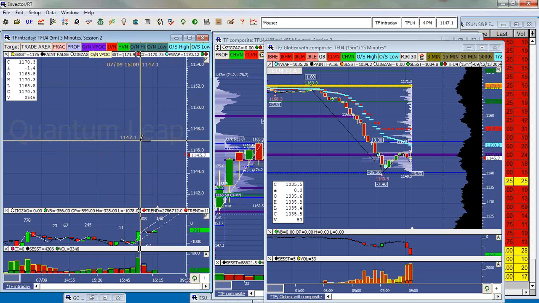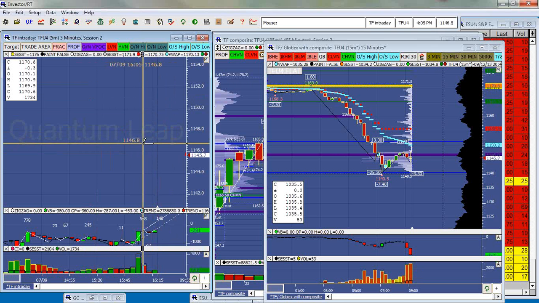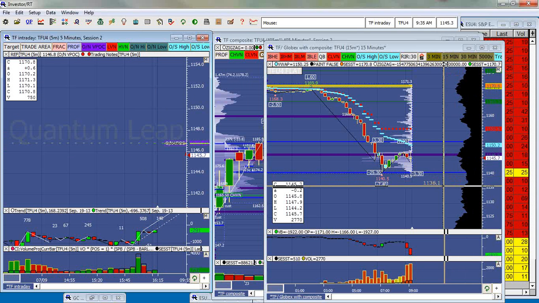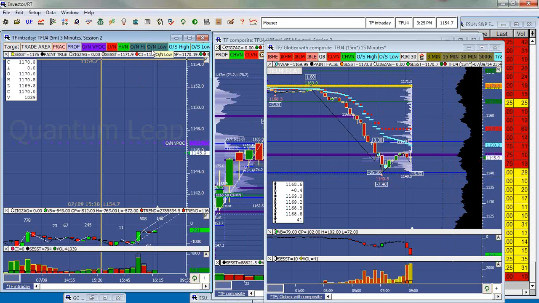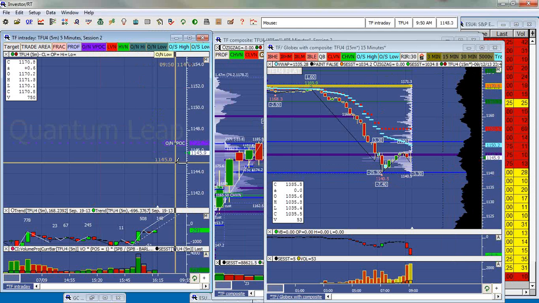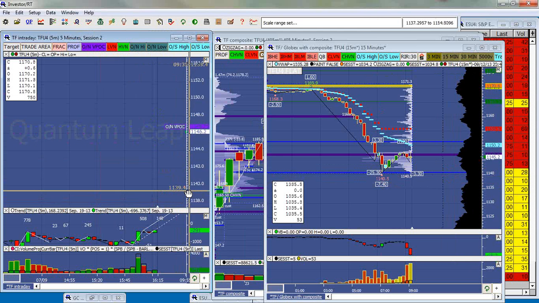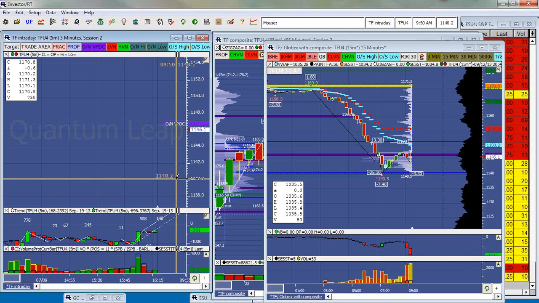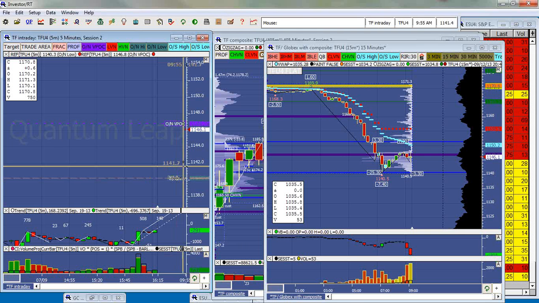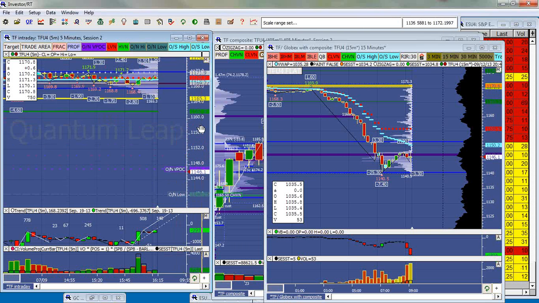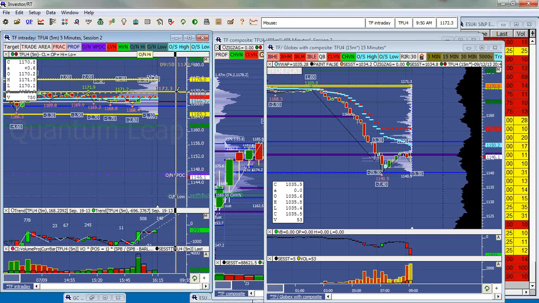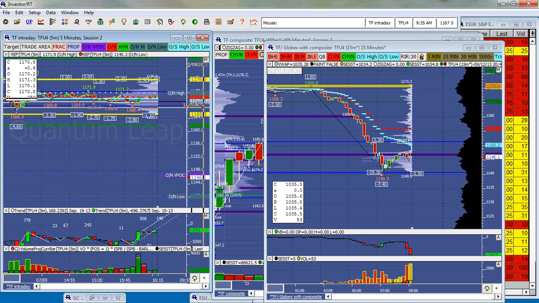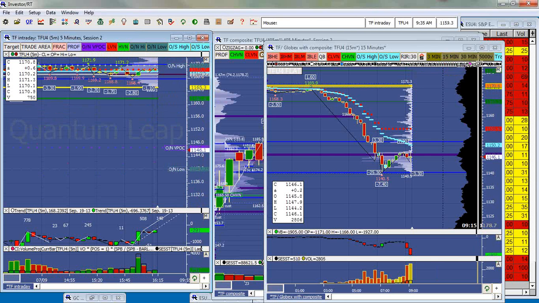Last thing I need today is trouble with my levels, my buttons. Overnight low is down here at 1140.30, and the overnight high is way up here at 1170.90, just inside the value area high. So we can get rid of this.